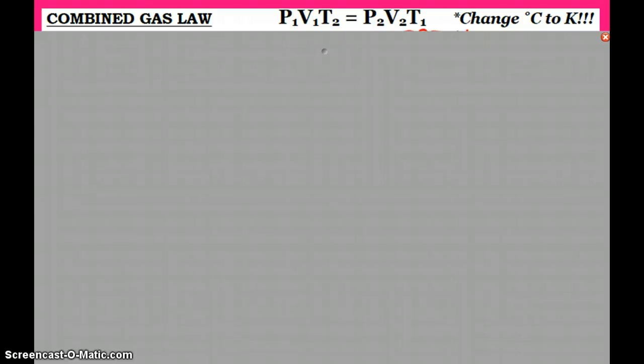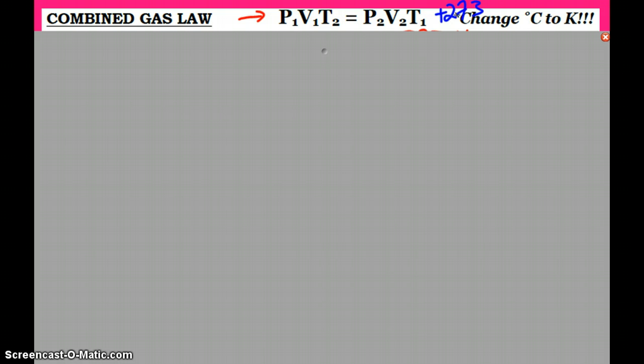So here we are at gas practice part two, and we're starting off with the combined gas law. And again, you could set this up P1 V1 over T1 equals P2 V2 over T2, but eventually you have to cross multiply, and so that's the equation you see here. It's already cross multiplied out. And again, please don't forget to change your Celsius to Kelvin by adding 273.